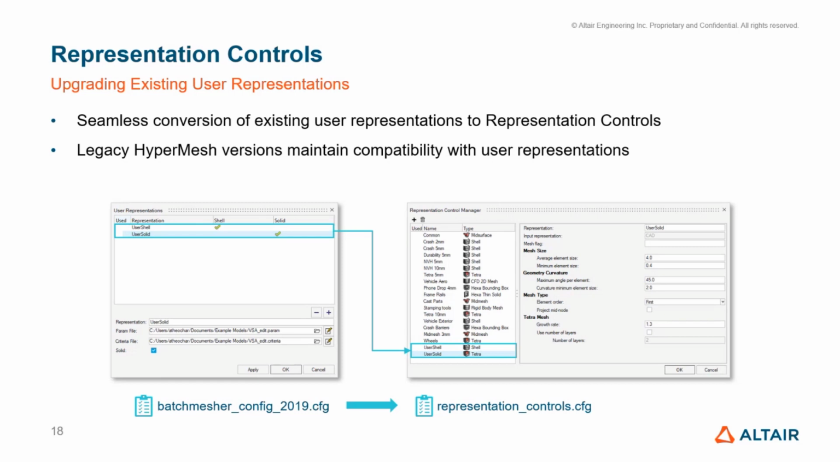The introduction of this new file also ensures that your existing user representation definitions, which are living in the batchmesher config 2019.cfg file, won't be affected by 2023 and any later versions, so that you'll still be able to use both user reps and rep controls on the same machine without any issues or clashes. Also, it's worth mentioning that in 2023, when connecting to part libraries containing user reps, those are going to be automatically converted to rep controls.